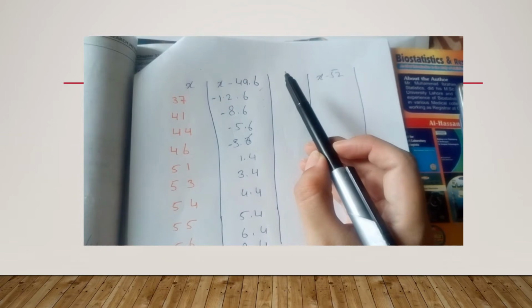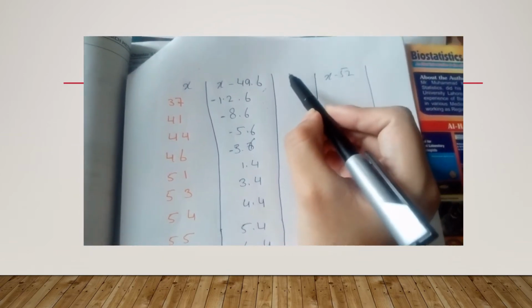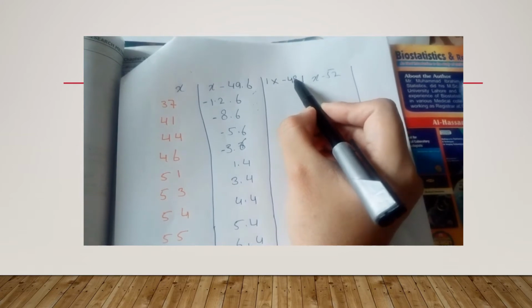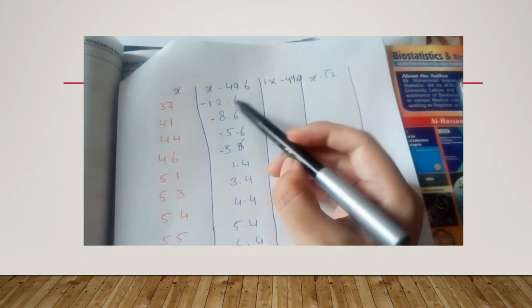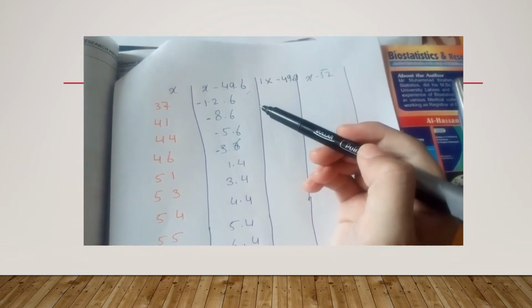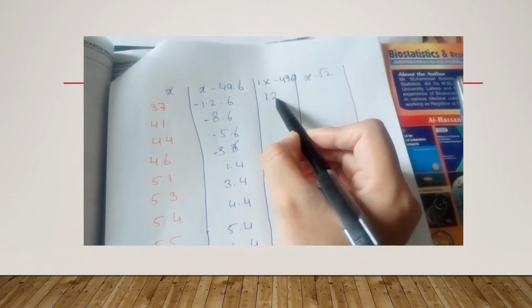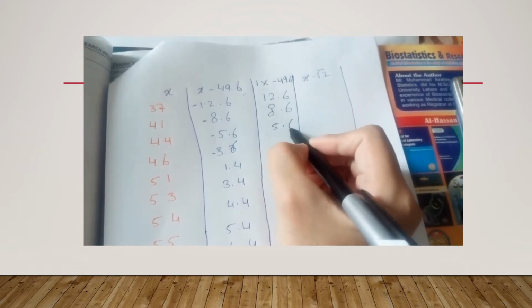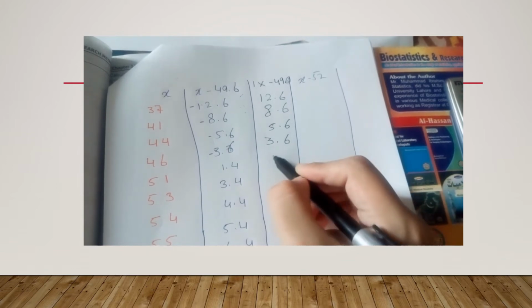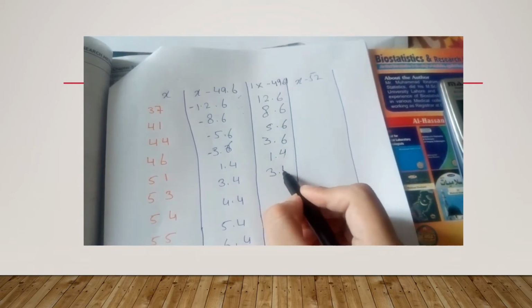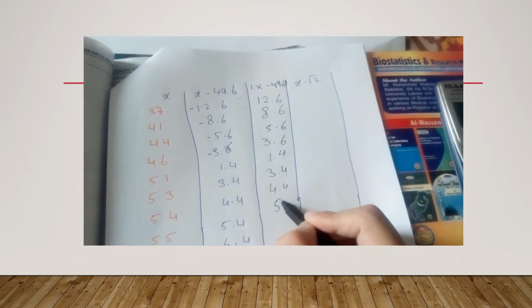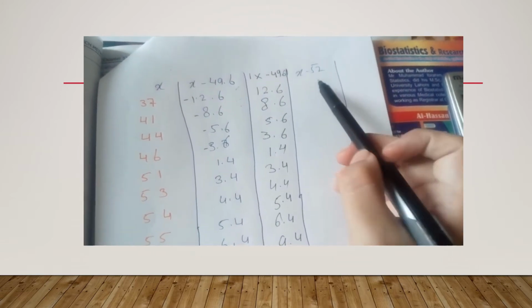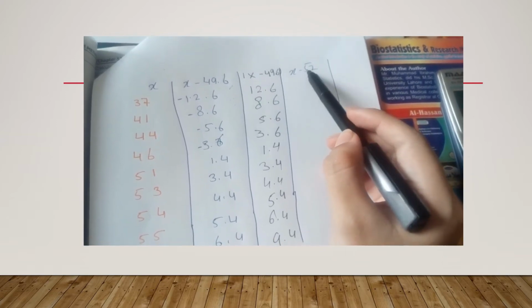The next step is then we take the modulus or the absolute. Then we return in this way, and this negative value is converted into positive: 12.6, 8.6, 5.6, 3.6, 1.4, 3.4, 4.4, 5.4, 6.4, and 9.4. Then the same step for median, x minus 52.